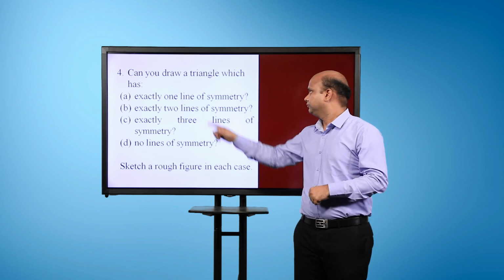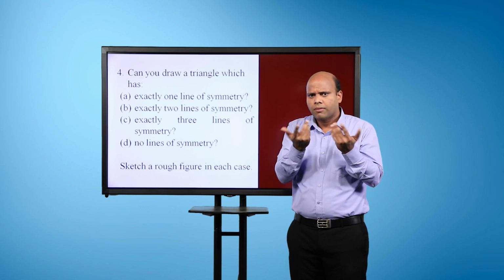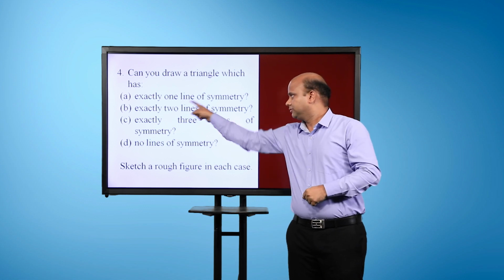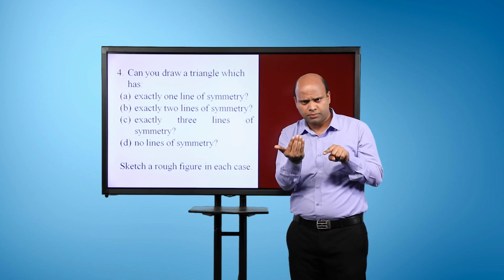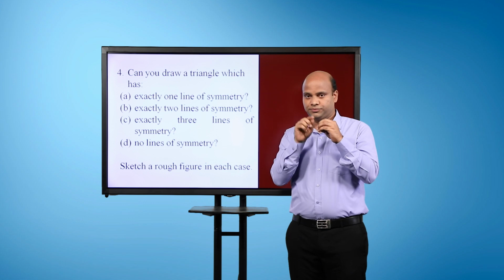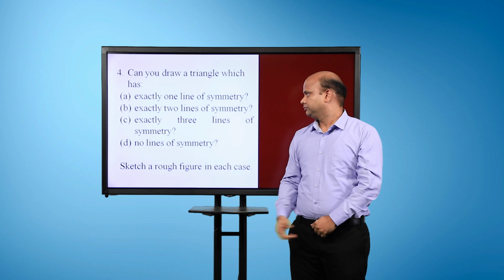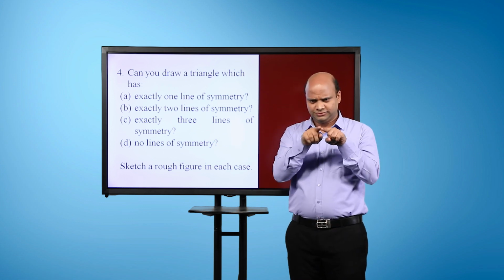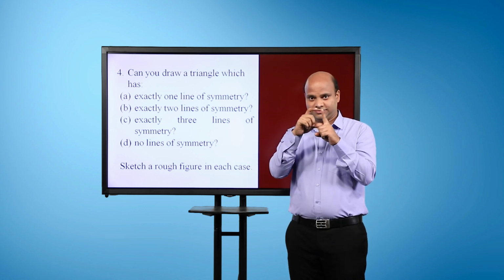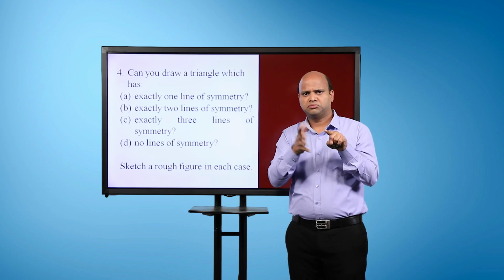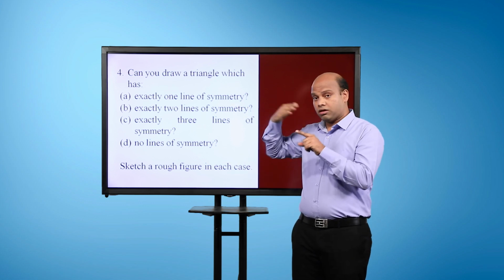4. Can you draw a triangle which has A. Exactly 1 line of symmetry, B. Exactly 2 lines of symmetry, C. Exactly 3 lines of symmetry, D. No lines of symmetry. Sketch a rough figure in each case.